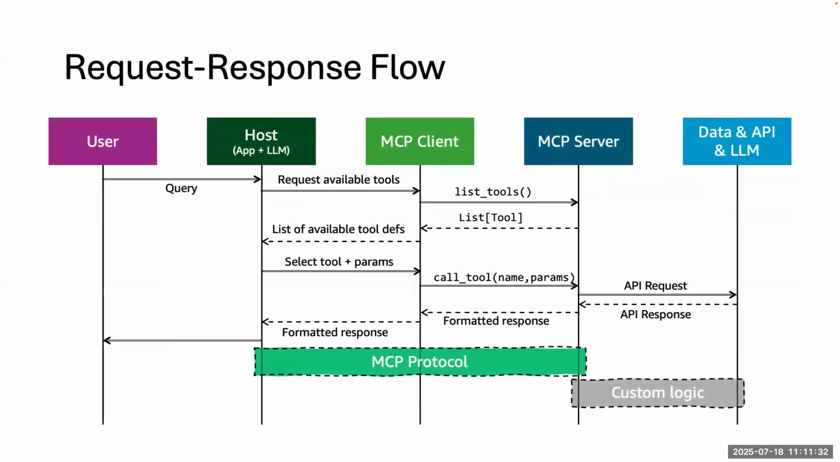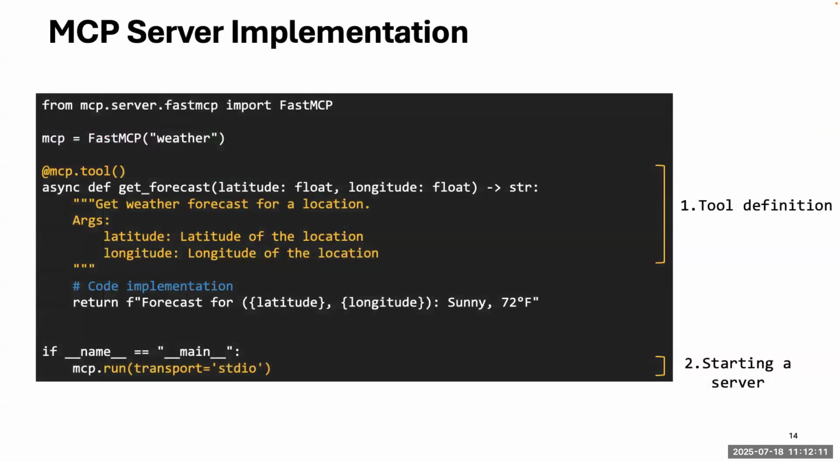Now let's walk through a typical request response flow. So the user will submit a query. The host processes the query. The MCP client requests available tools from the server. The server returns the tool definition. The client selects the appropriate tool and parameter. The server will process the request and return a response. And the client will integrate this response into the user experience. Now, this is a very standardized flow, but it is a simplified flow as well because it simplifies the development and ensures consistency.